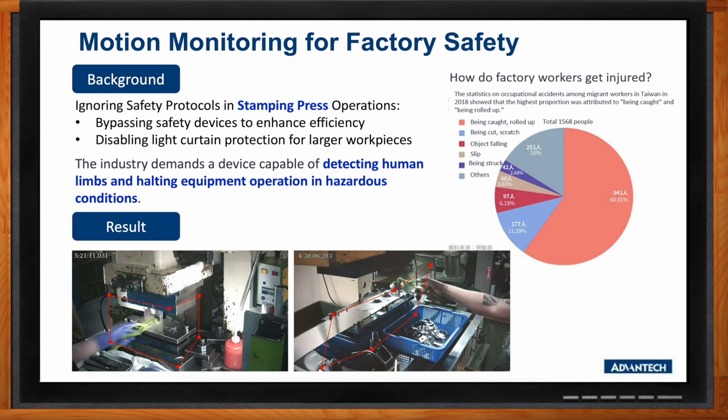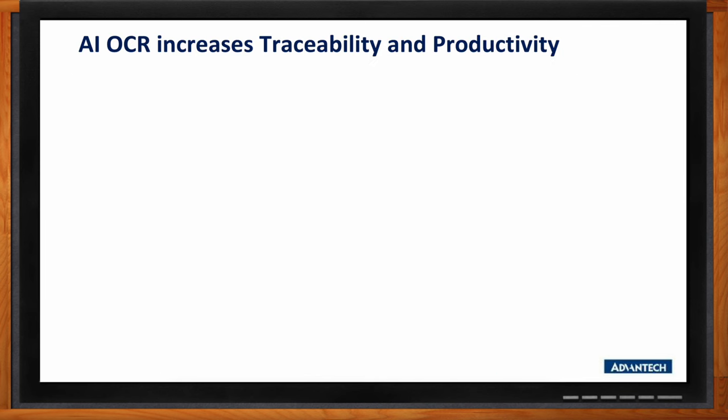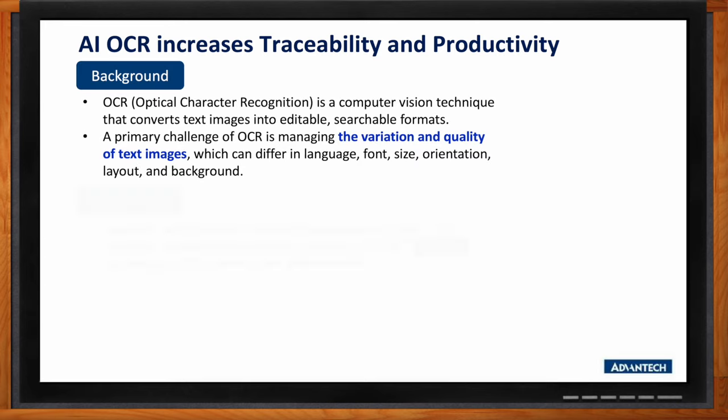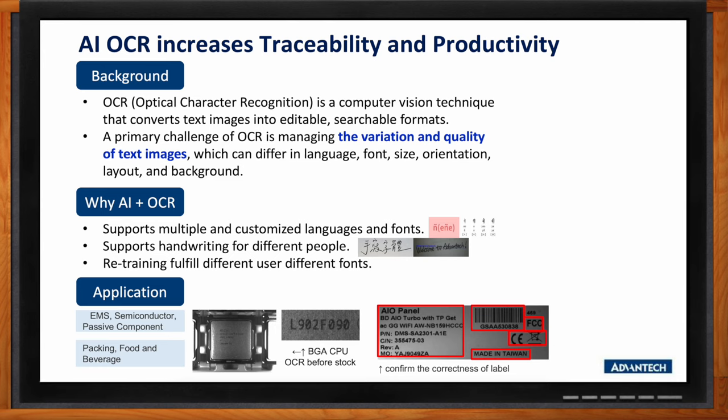Now, Ryan, I would imagine that these solutions could be a great opportunity for traceability as well. Correct. As you know, AI OCR is optical character recognition. It's a method used in computer vision that transforms images containing text into formats that can be edited and searched. The primary challenge for OCR is managing the variations in the quality of text images, which can differ by language, font size, orientation, layout, and background. We want to do AI plus OCR because we can support multiple and customized languages and fonts, different types of handwriting from different people, and we can also retrain to fulfill different user fonts. What we see with this type of application is more in EMS, semiconductor, and passive components. We also see it in packaging and food and beverage, confirming the correctness of a specific label and whatnot.